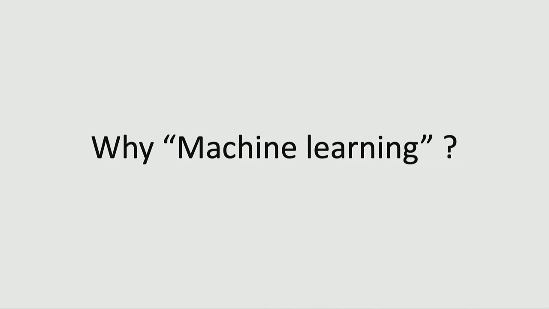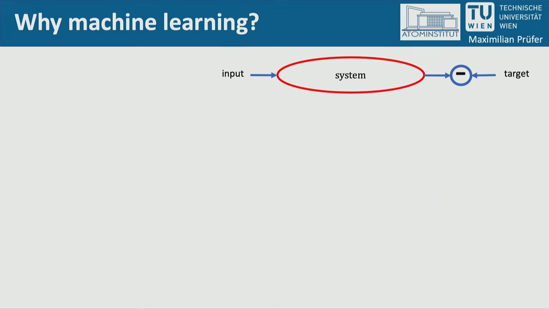Okay, but now, a question. You told us you can do everything, but why do you want to do machine learning? Or why are you doing machine learning? So, what you usually have is some input. This is, in this case, a pattern that we put onto the DMD. Then you have a system which processes this input. In our case, this is, for example, the optics that we use to image the DMD pattern onto the atoms. And then you get some output, and this you can compare to some target.